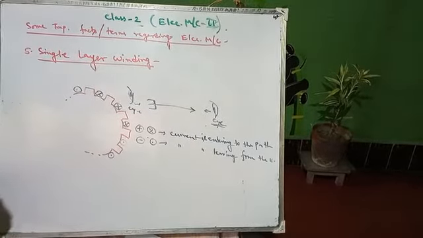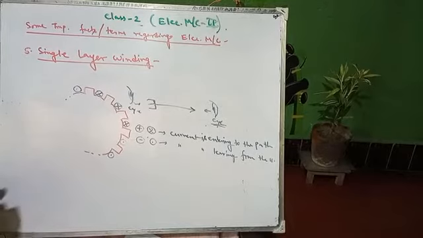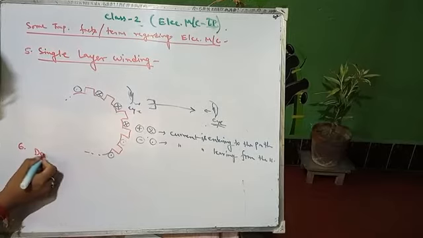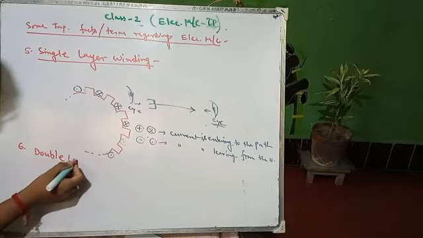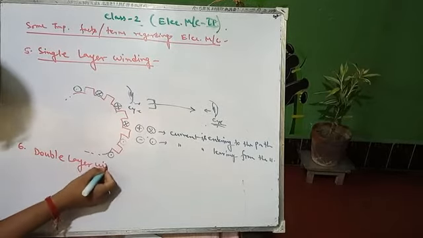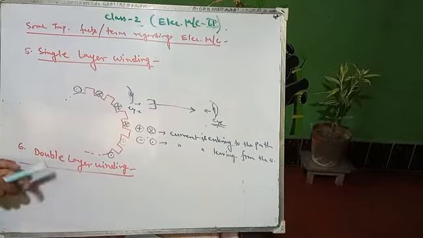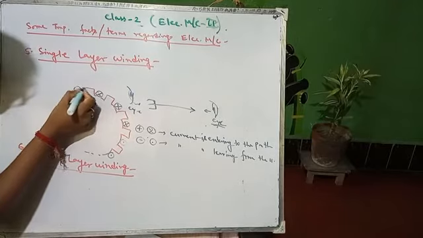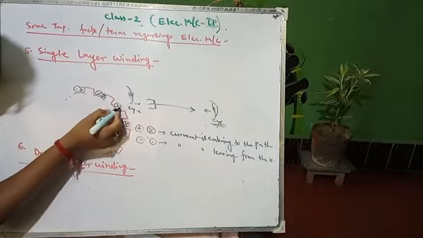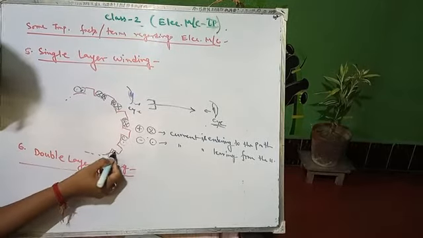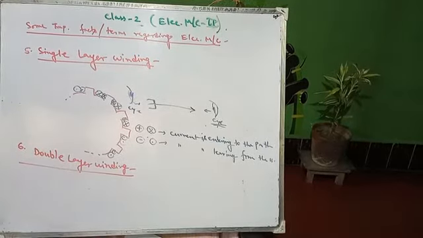So this is a single layer winding, and the last one, double layer winding. What is double layer winding? If we make the path like this, with another conductor in every slot, then this is a double layer winding.